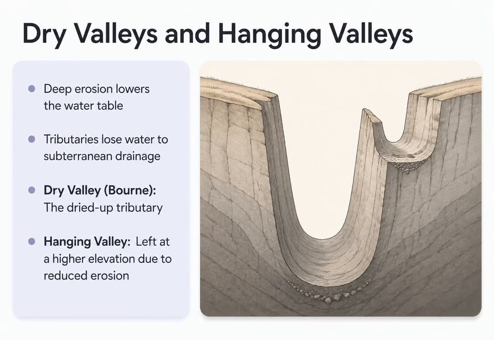As the main stream in a karst landscape erodes deeper into the earth, the local water table drops with it. Because the water table is now lower, the tributary streams start draining underground instead of flowing on the surface, eventually drying up completely. These dried-up riverbeds are called dry valleys, or bournes. Because they lack water, they stop eroding downward, leaving them stranded high up on the side of the main valley, which is why they are also called hanging valleys.